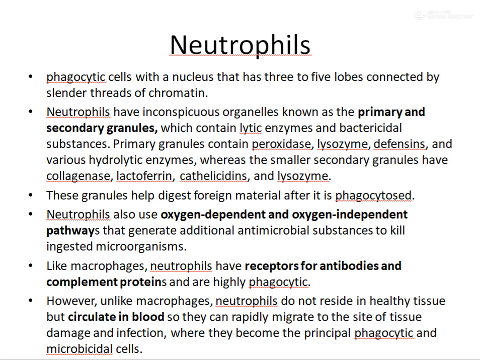But unlike the macrophages, the neutrophils do not reside in healthy tissue, but they circulate in the blood so that they can rapidly migrate to the site of tissue damage as well as infection, and they become the principal phagocytic as well as microbicidal cells present in the blood. So when macrophages play an important role in the tissues, the neutrophils play an important phagocytic role within the blood of the organism.